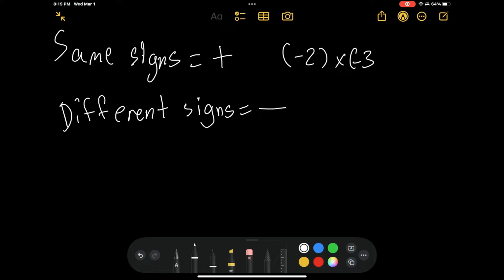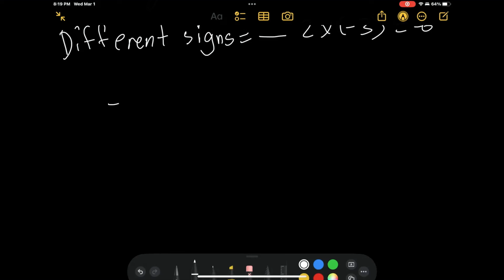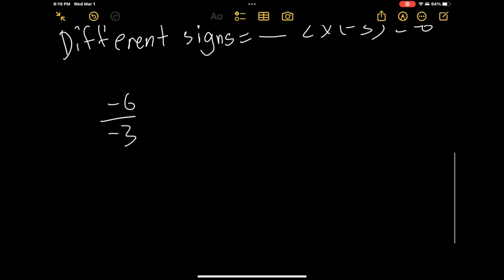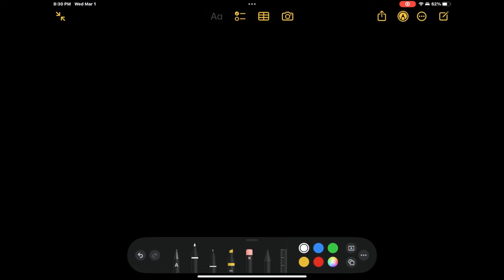-2 times -3 is 6. 2 times -3 is -6. When you divide the same signs, -6 over -3, it's 2. When you divide the different signs together, it's negative. 6 divided by -3 is -2.